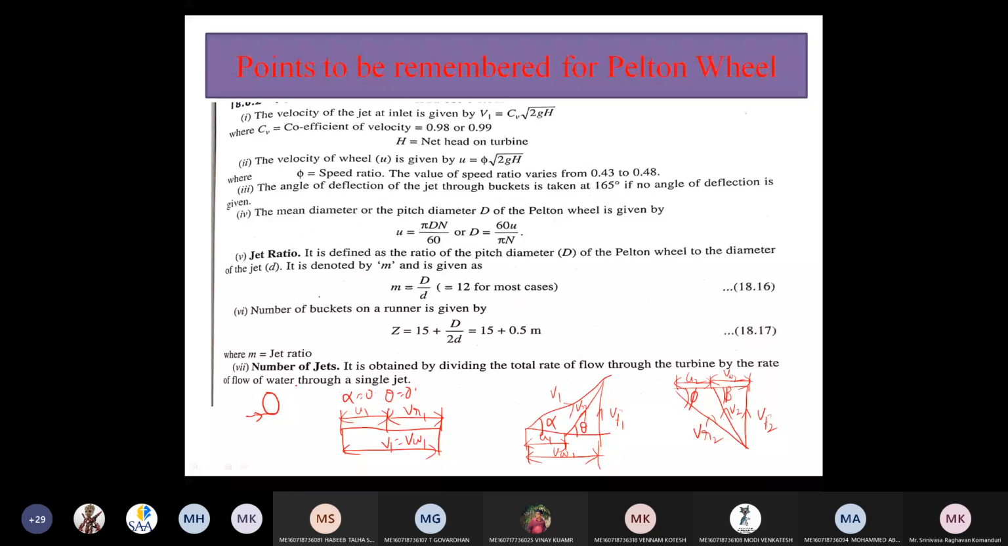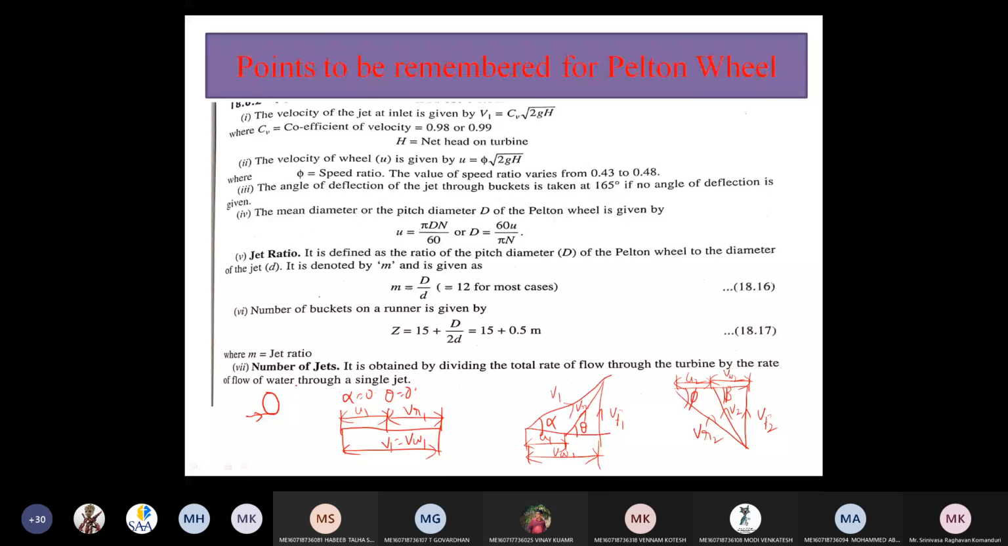Here the important thing is the terminology. V1 is called the absolute velocity of the jet at inlet. VR1 is the relative velocity between V1 and U1. U1 is the velocity of the plate. VW1 and VF1 are the velocity components of V1. We are just resolving the velocity in the direction of the jet and perpendicular to the direction of the jet. If you know V1 and alpha values, you can easily find VW1 and VF1. VW1 is V1 cos alpha, VF1 is V1 sin alpha.